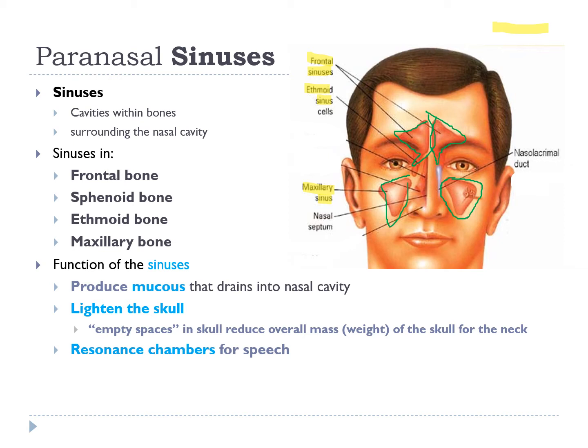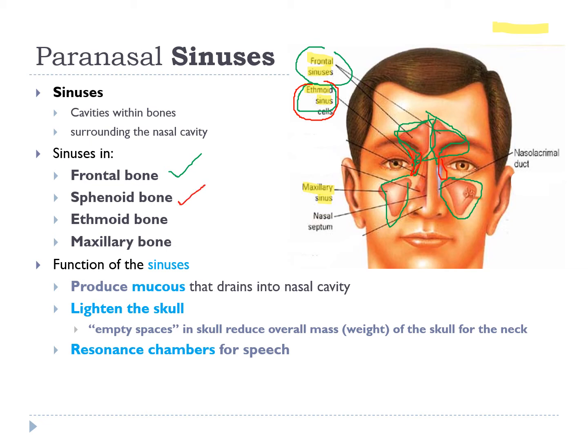And so we actually name these sinuses based on their position in the skull. So we have the frontal sinus, which is here, and that's actually in your frontal bone. Then we have the ethmoid sinus, which is actually right here in the middle, directly between your eyes underneath the frontal sinus, and that's in your sphenoid sinus.